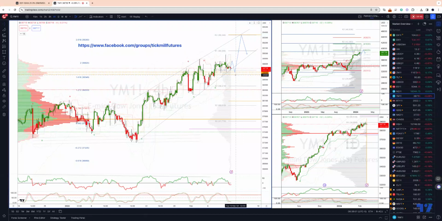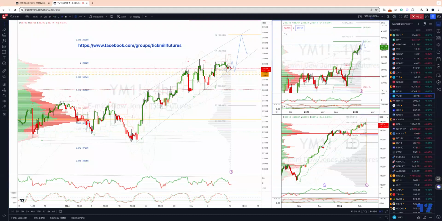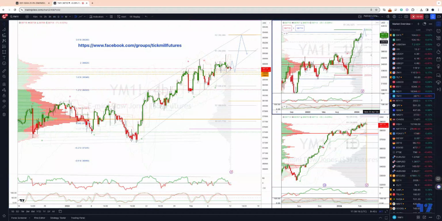At this stage, any close back through the bull bear zone would be a bearish development and suggest a deeper pullback to test the value area high on the 4-hour profile here at 38,300. We have 38,370 as the weekly S1. Ultimately, we are getting close here, this 39,340.